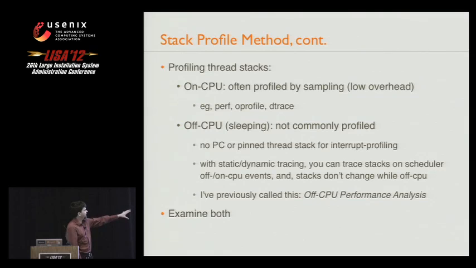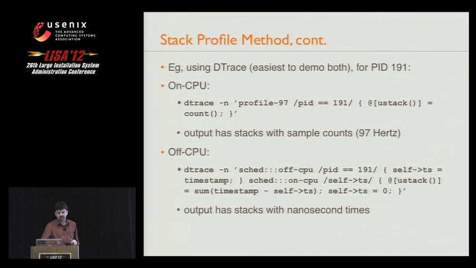It's not commonly profiled, I guess, because of how these tools are normally built. They're built on sampling the program counter, and they're pinning the thread and doing interrupt profiling. With static or dynamic tracing, you can't actually sample what's off CPU, but what you can do is trace the stack trace. You can take the timestamp from when the kernel puts something off CPU to when it puts it back on, and that basically answers the same question. I previously called this off-CPU performance analysis. And so you examine both.